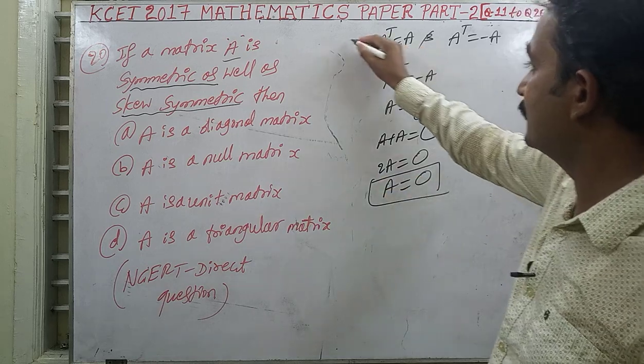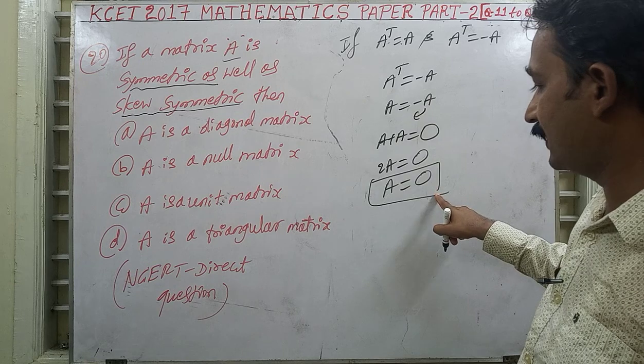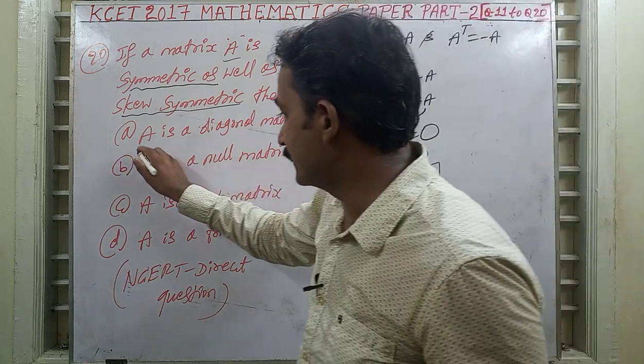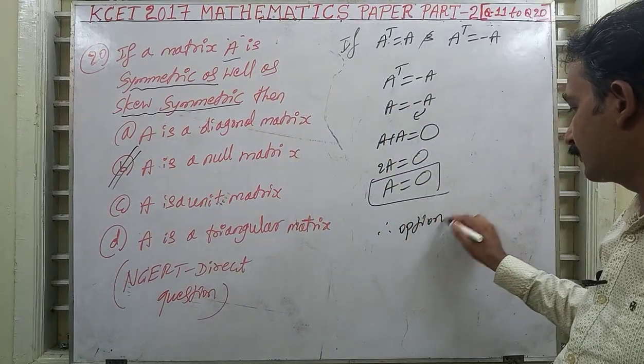It is a standard result. If A is symmetric and skew symmetric, then A must and should be a null matrix. So option B is correct. Therefore option B is correct.